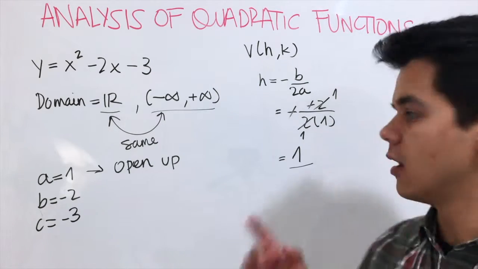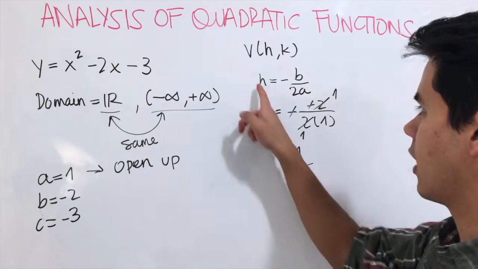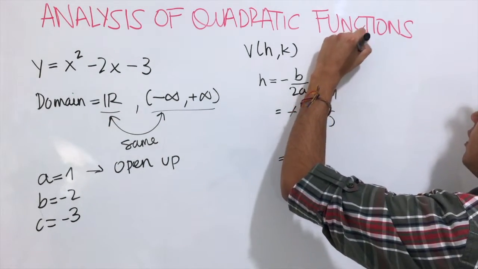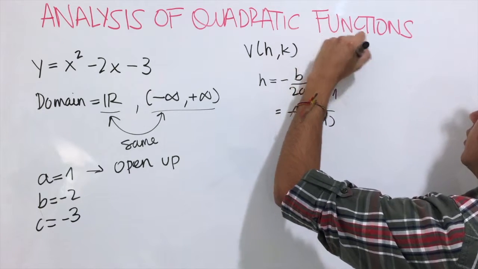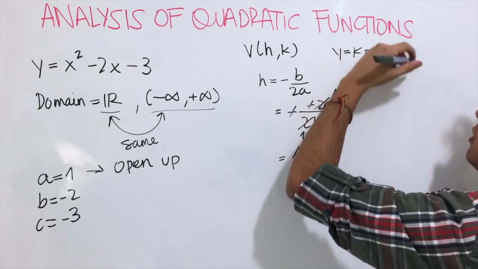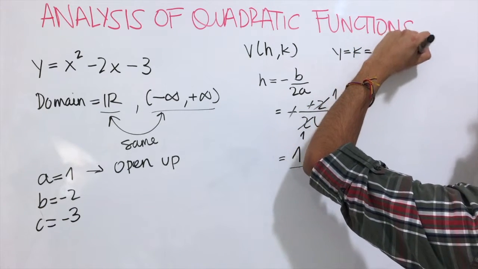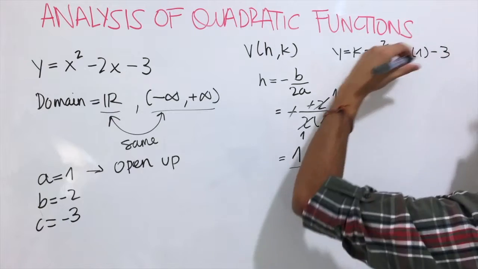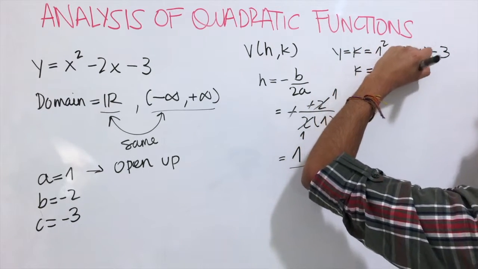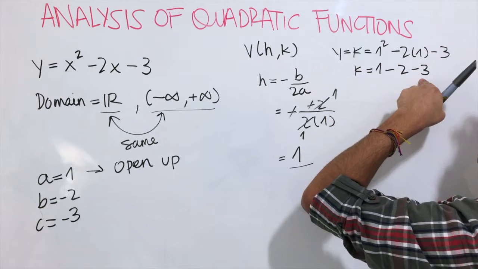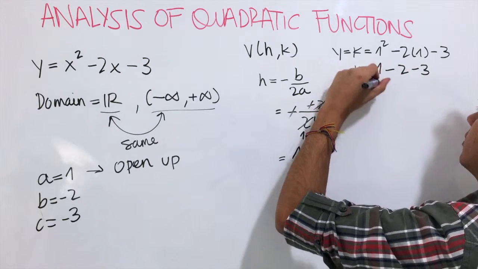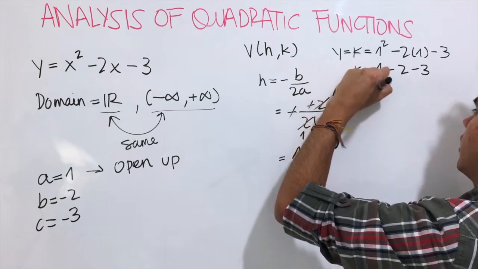Now let's find k. So we just have to sub in the value that we get for h in our function to find k. So k, or y, that is equal to k, is equal to 1 squared minus 2 times 1 minus 3. K is equal to 1 squared is 1, minus 2 minus 3. 1 minus 2 is minus 1, minus 3 is minus 4. So k is equal to negative 4.